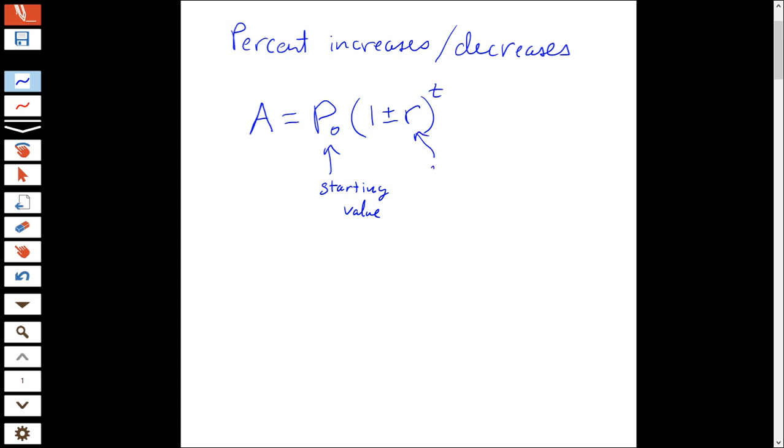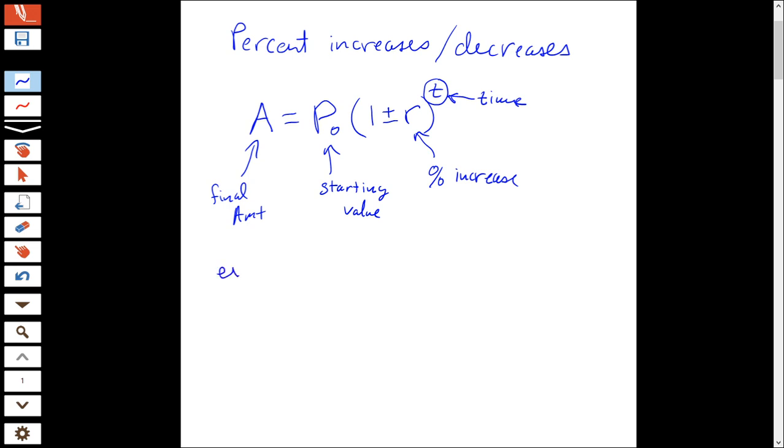R is going to be like a percent increase. Oftentimes this is going to be annual, per year, or so on. This is going to be our final amount after some given period of time. And t represents time. Okay? And this is just our basic simple interest kind of formula.